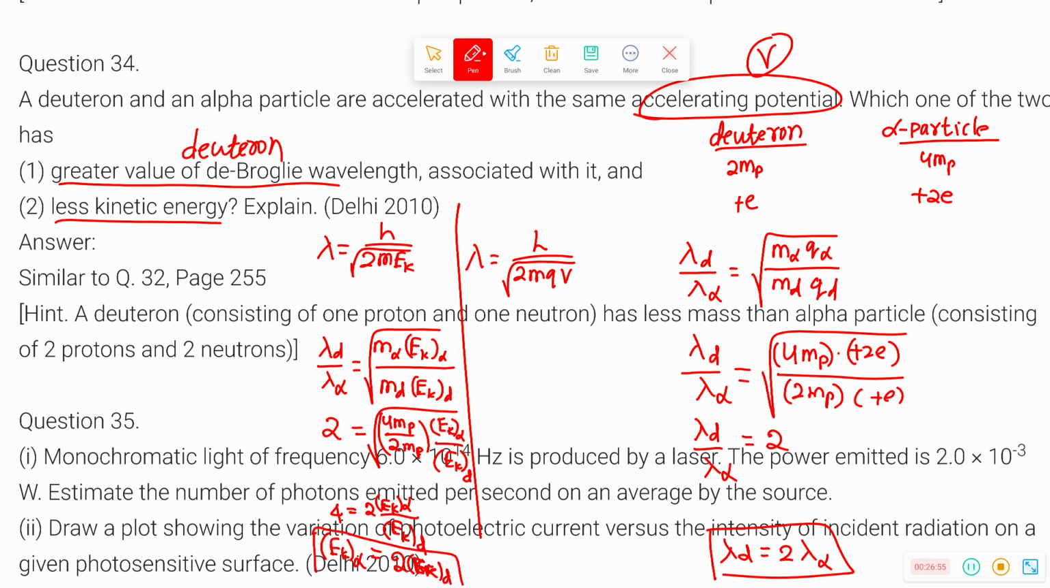Kinetic energy of deuteron, check carefully. So whose kinetic energy is more? Alpha kinetic energy is more, deuteron kinetic energy is less. Okay, so the lesser kinetic energy, deuteron has lesser kinetic energy.